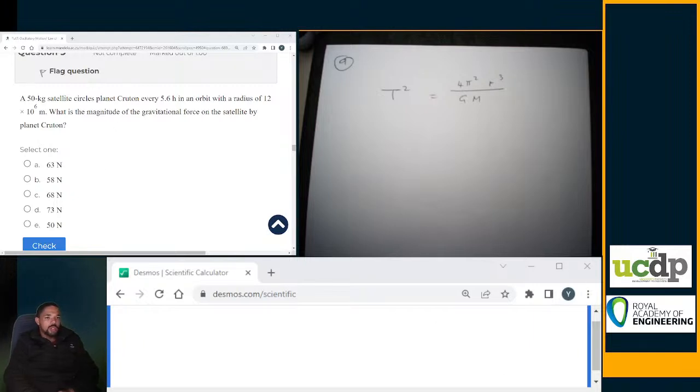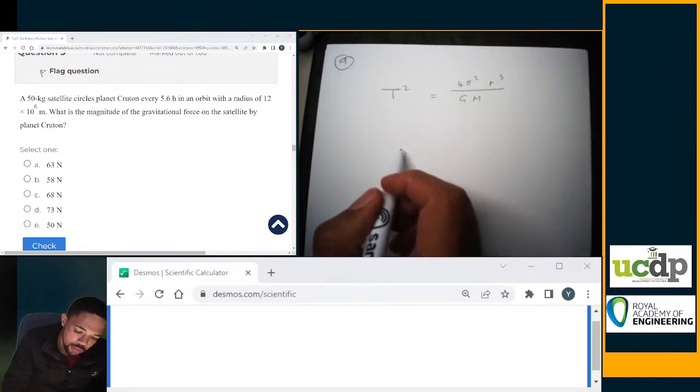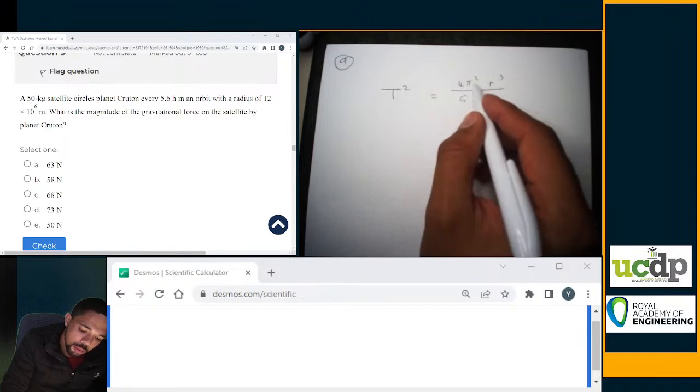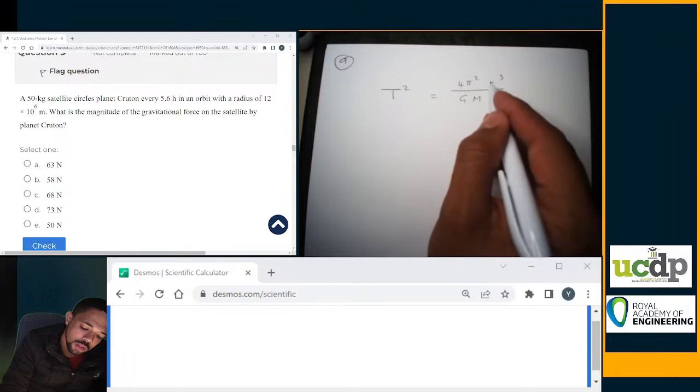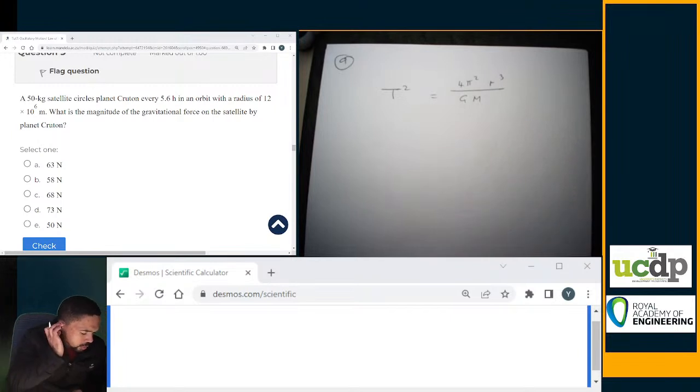Now we are just going to use Kepler's third law in its various forms. You're just going to use Kepler's law, but in a different form. T is the time or the period that it takes to complete one orbit. 4 pi squared is a constant. That is the radius of its orbit. That is the gravitational constant, and that is the mass of the particle, in this case the particle around which this thing is orbiting.